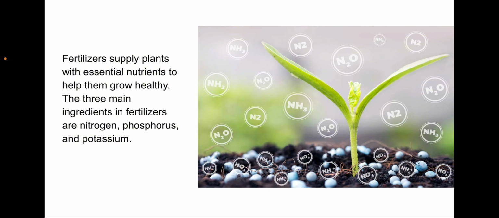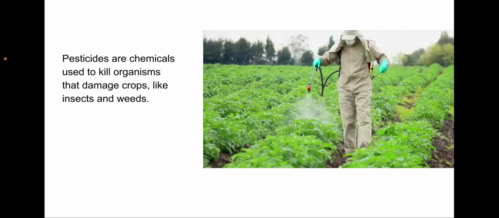Fertilizers supply plants with essential nutrients to help them grow healthy. The three main ingredients in fertilizer are nitrogen, phosphorus, and potassium. Pesticides are chemicals used to kill organisms that damage crops, like insects or weeds.